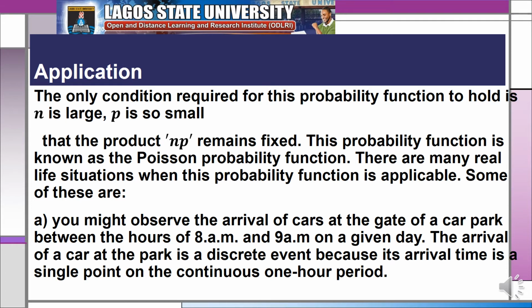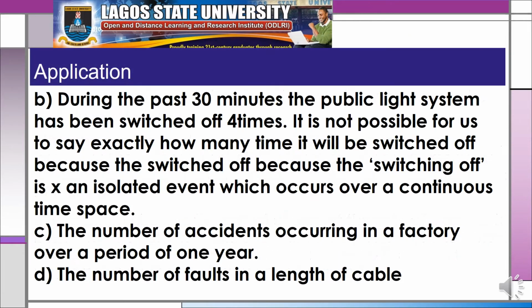There are many real life situations when this probability function is applicable. Some of these are: 1. You might observe the arrival of cars at the gate of a car park between the hours of 8 a.m. and 9 a.m. on a given day. The arrival of a car at the park is a discrete event because its arrival time is a single point on the continuous 1 hour period.